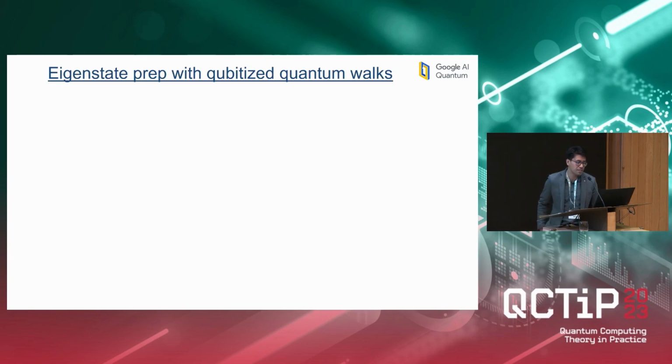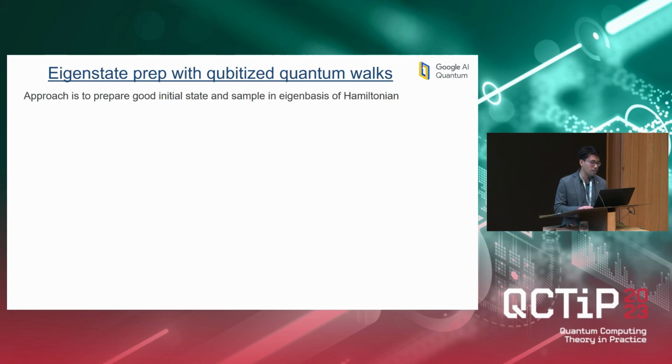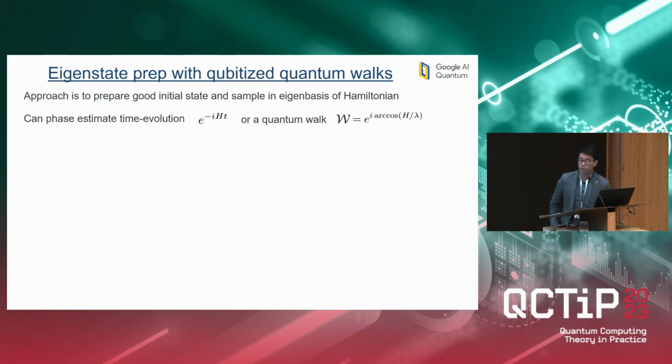So the context is phase estimation. It's been discussed previously in the conference. Our approach is to assume a good initial state. And we saw earlier that maybe this is not a good assumption, but we're going to start with it. And then we want to perform phase estimation, which would allow us to sample from the eigenbasis of a particular Hamiltonian. Of course, you can use the propagator for the system to do phase estimation, or there are some more recent methods where you phase estimate a different unitary, this quantum walk operator, which is generated by the arccosine of this Hamiltonian divided by some parameter lambda that I'll introduce.